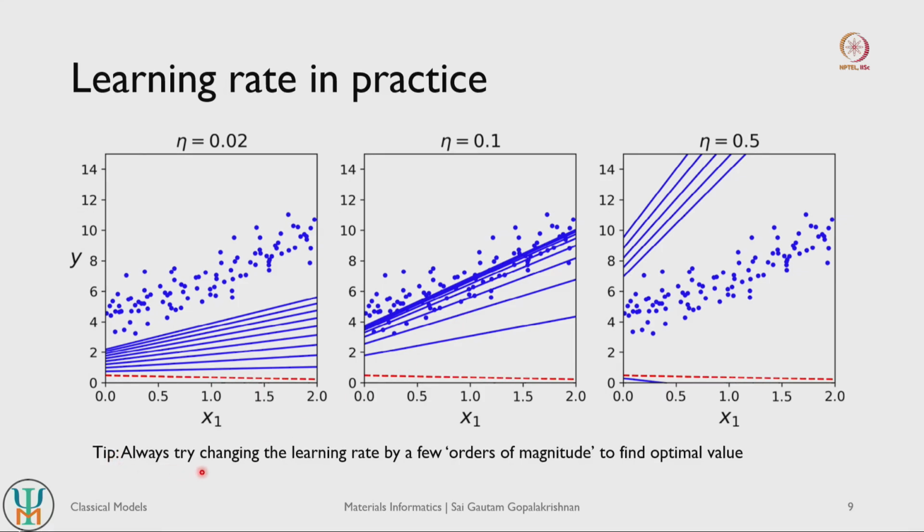So one idea is to always try to change the learning rate by a few orders of magnitude to find the optimal value. You will quickly see that if you are using too small a learning rate, your model is nowhere close even after running for a few hundred epochs. If you are using too large a learning rate, then you will see that the model diverges, it keeps oscillating. So you just have to vary it over a few orders of magnitude, and you will be able to immediately identify the correct learning rate.